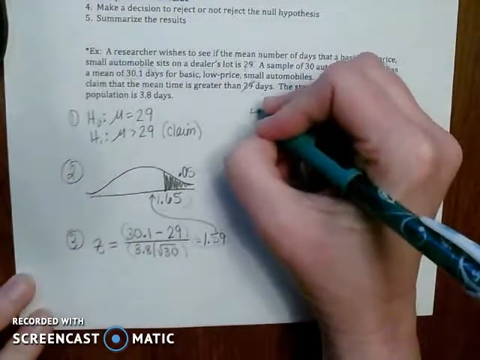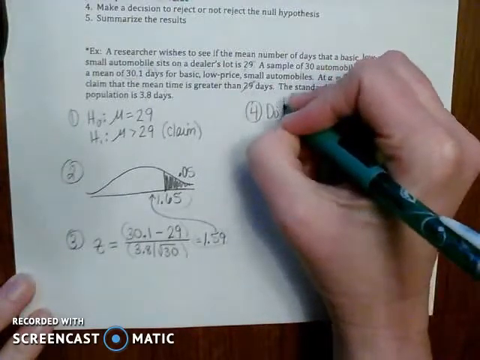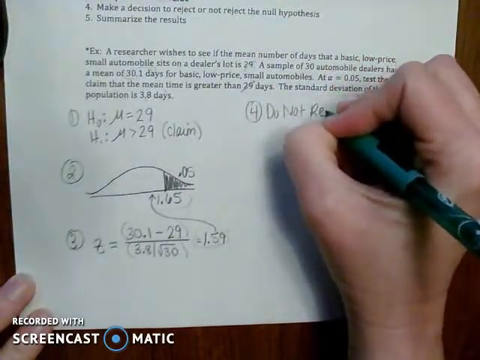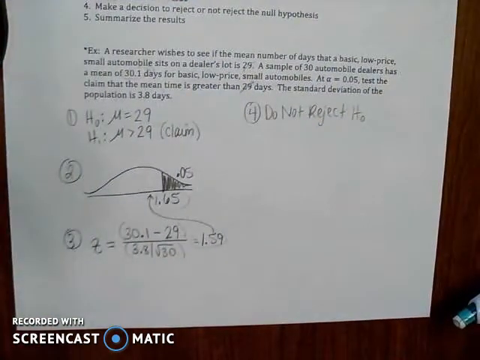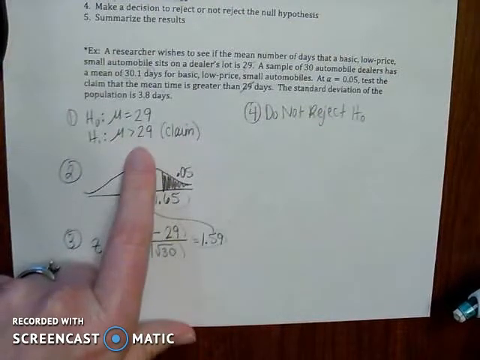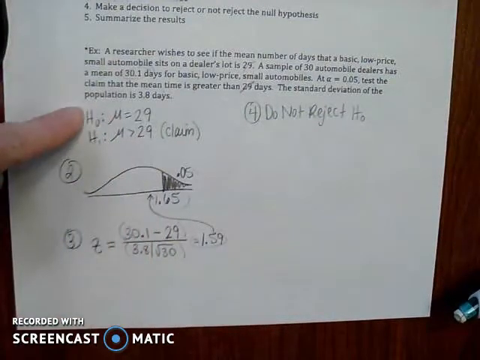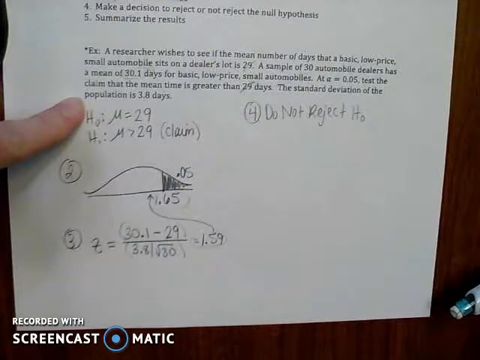So since it's not in the critical region, we do not reject H sub 0. What this means is statistically, we cannot say that it's greater than 29. Since we're not rejecting, we're saying this one is true. We did not prove that the mean is equal to 29. That's the biggest part of here. We did not prove anything.